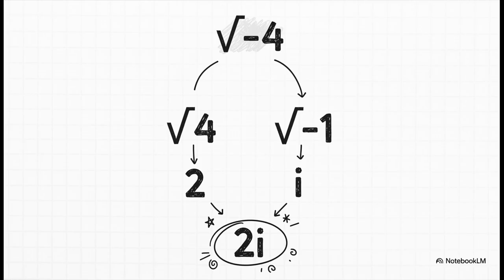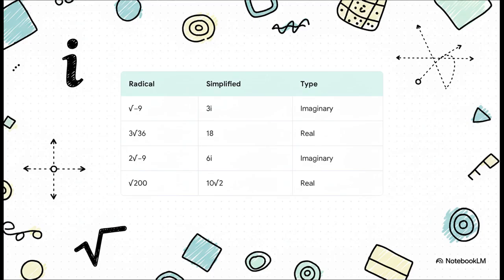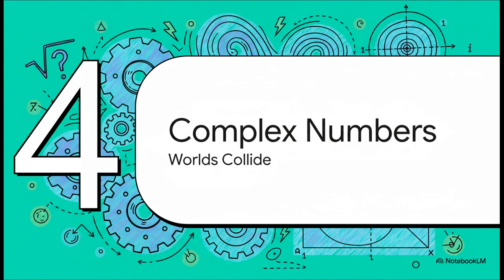We can look at the square root of -4 and break it into two pieces, the square root of 4 and the square root of -1. Well, we know the square root of 4 is 2, and we just defined the square root of -1 as i. Put them together and you get 2i. Problem solved. This one simple rule changes the entire game. Now, anytime you see a radical with a negative inside, like the square root of -9, it becomes an imaginary number. In this case, 3i. But if a radical doesn't have that negative, like the square root of 200, it just stays a good old-fashioned real number.